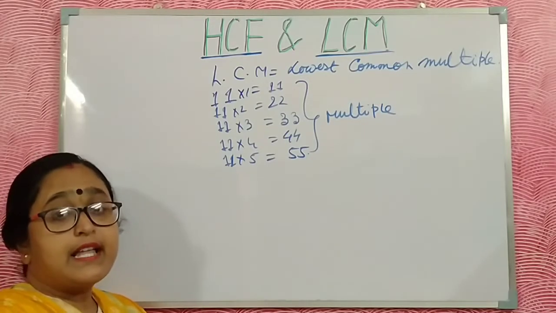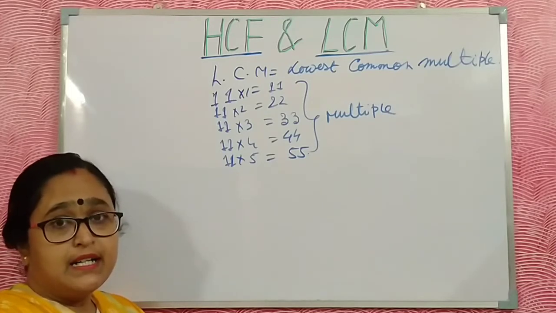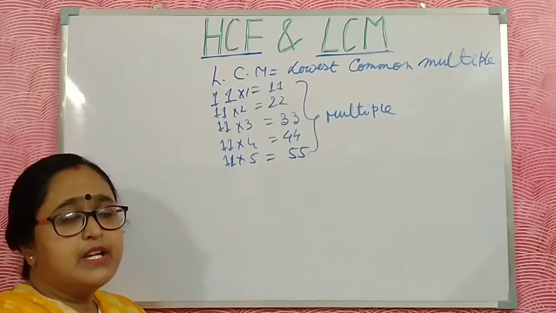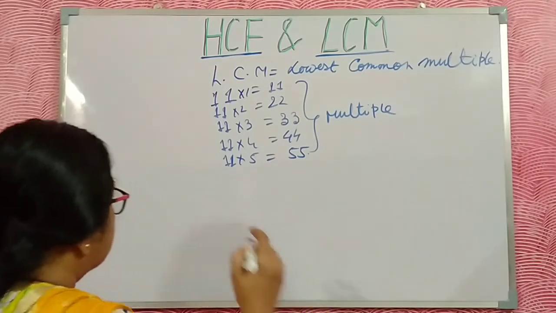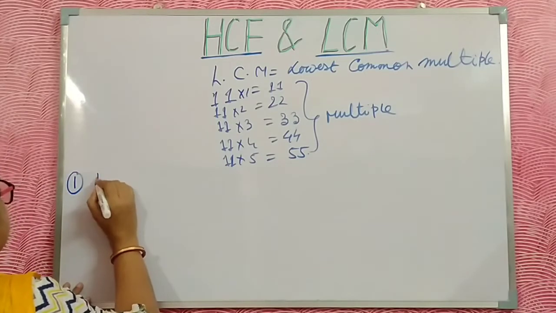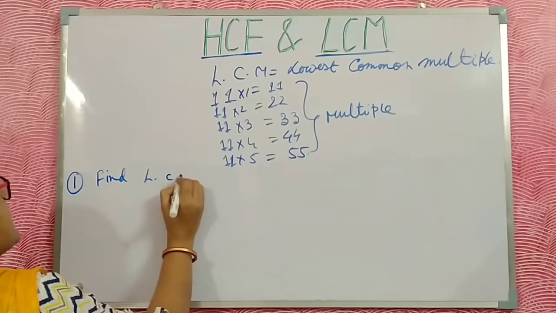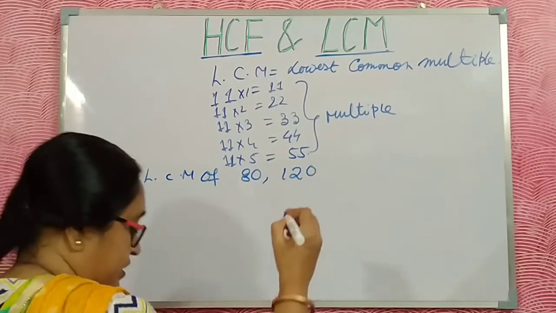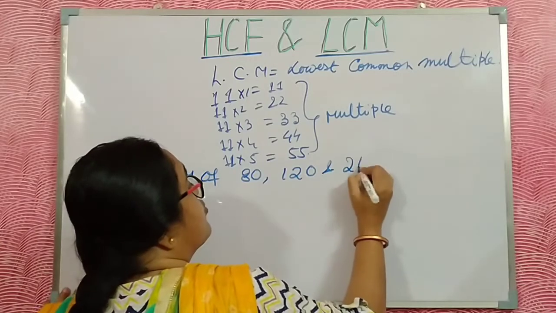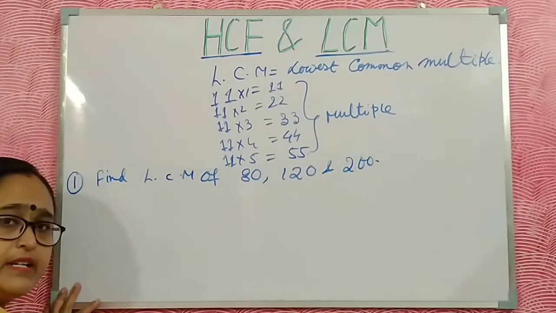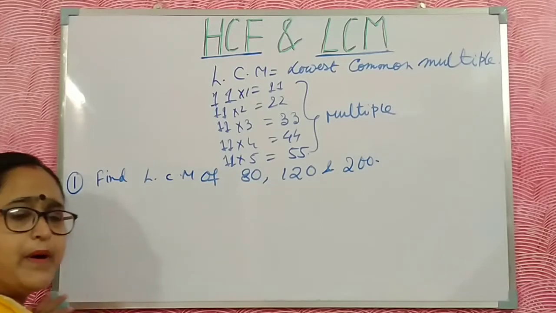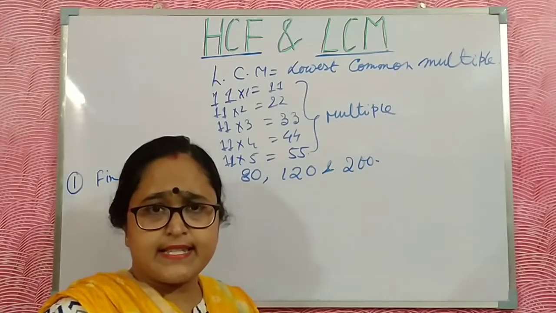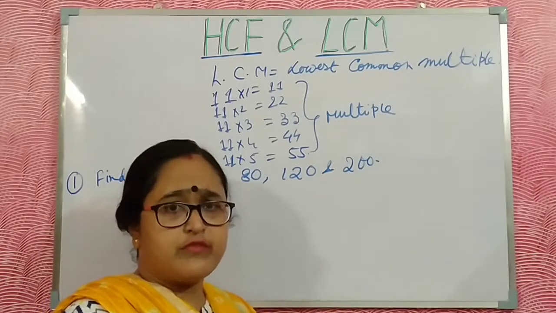Now I find the LCM by any process. Let me take one example: find the LCM of 80, 120 and 200. Just find this one. You can do it by the prime factorization method, which I already discussed, or you can do it in the long division method.